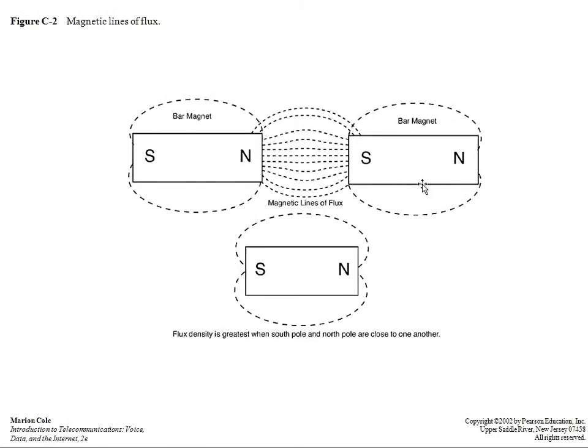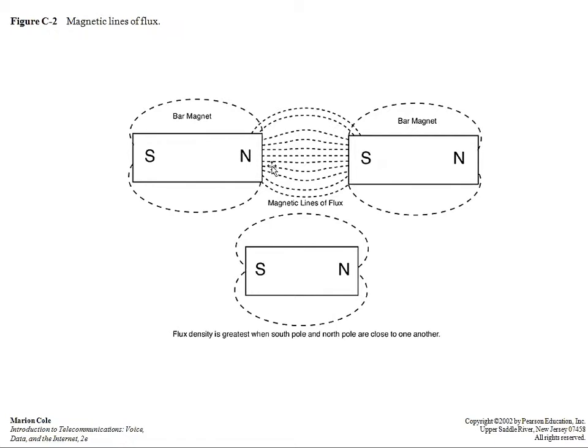Here we show bar magnets with south and north poles. Everyone is familiar with magnets just from their experience of experimenting with these as a child. And these dotted lines here show magnetic lines of flux. Those are the force lines that are either attracting or repelling the two bar magnets.